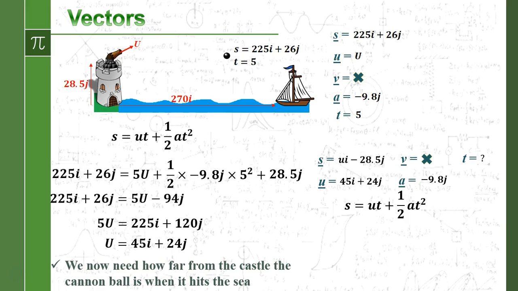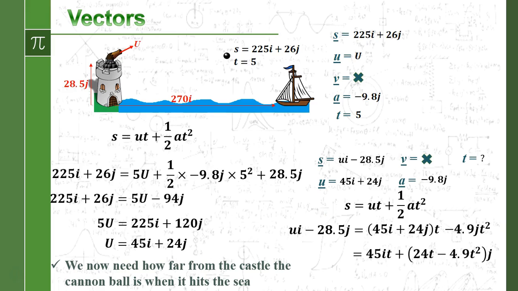So s equals ut plus half at squared. Put all my bits into that. So we've got s equals, there's ut, and there's the half at squared. And now what I'm going to do is I've just tidied that up a little bit on the right hand side. So we've got all my horizontal components, and the only horizontal component is this bit here. And we've got this bit here, the 24t and the minus 4.9t squared.